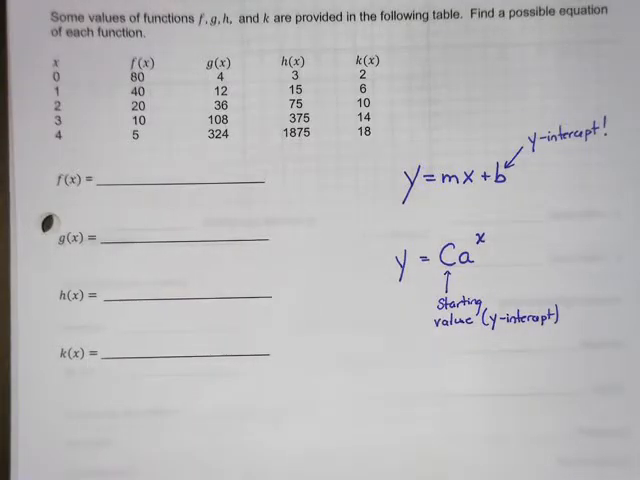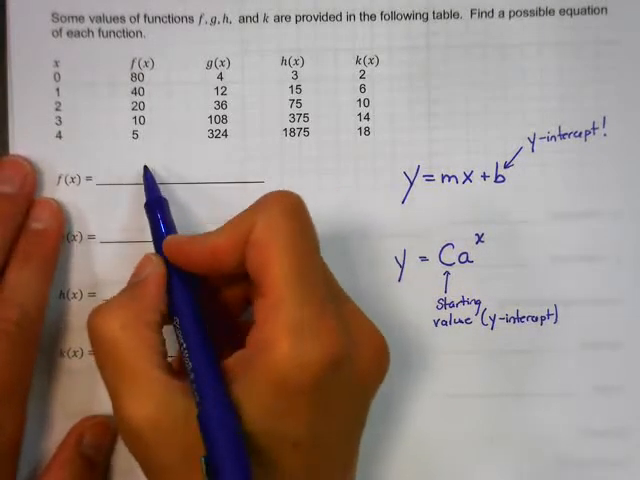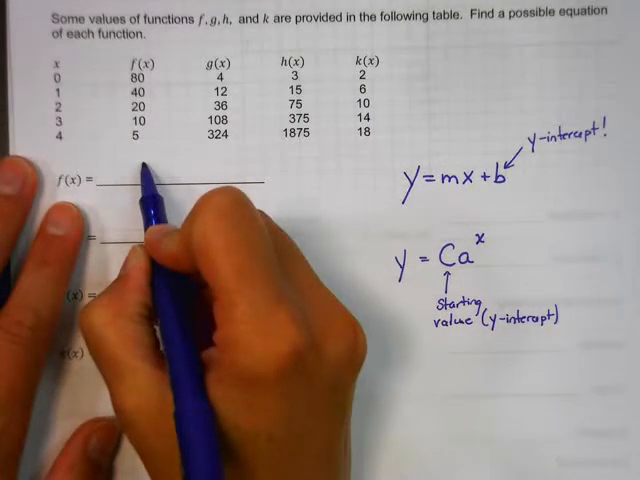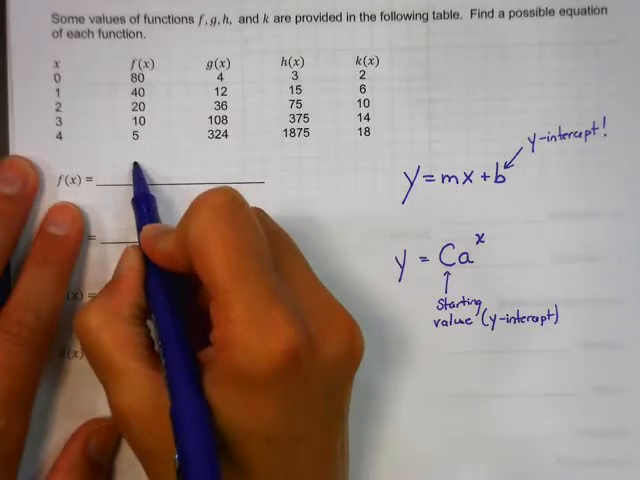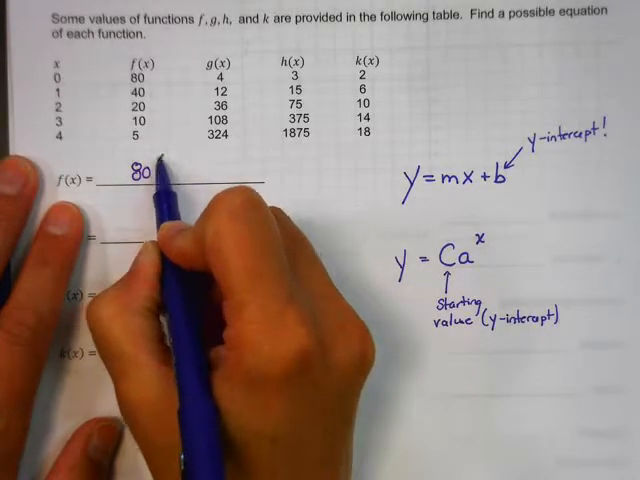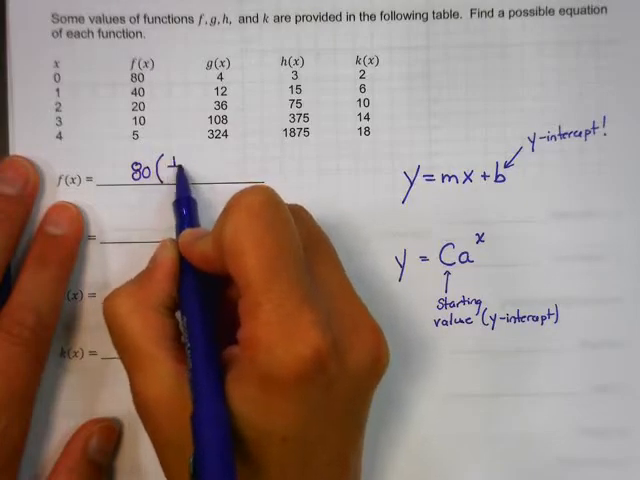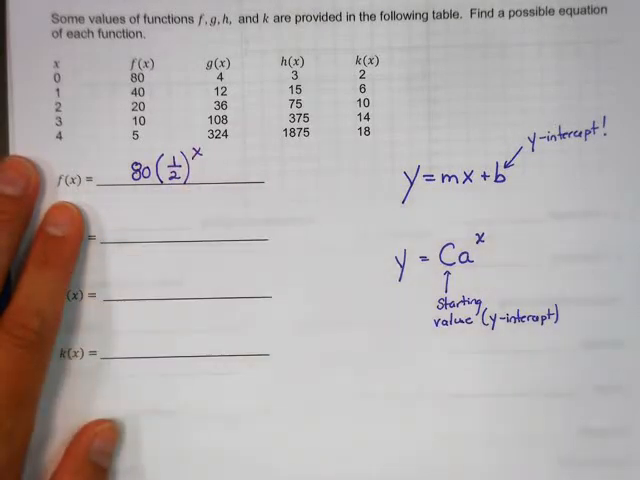All right, what's the first one? Linear or exponential? Are we multiplying by a constant or adding a constant? You're dividing, right, which is technically multiplying. If you're dividing by 2, you're really multiplying by a half. Does that make sense? Okay, so my starting value, what's my y-intercept? 80. What am I multiplying by? What did we say? 1/2, and that's always to the x power.